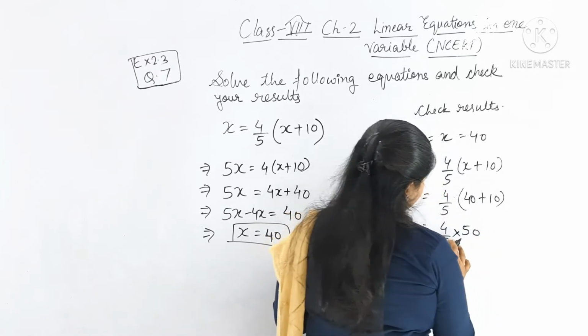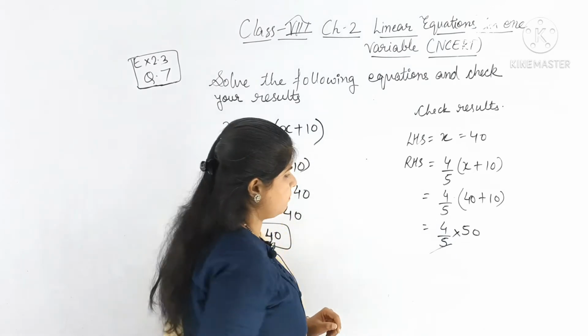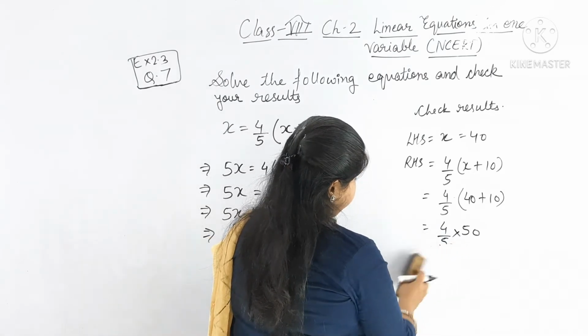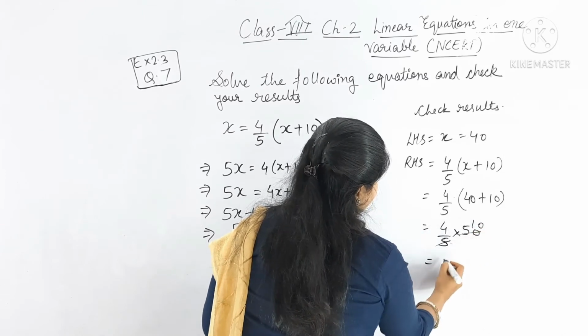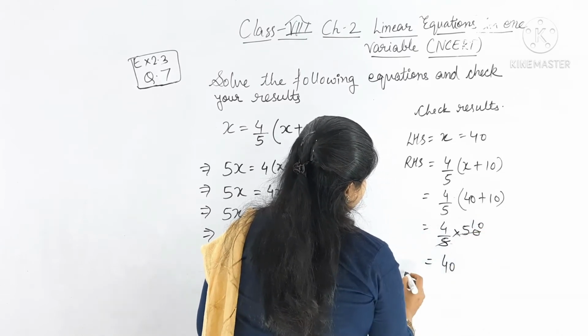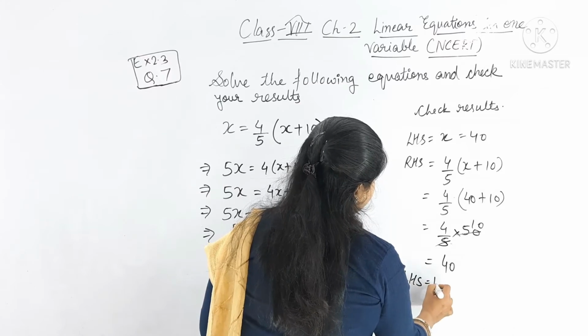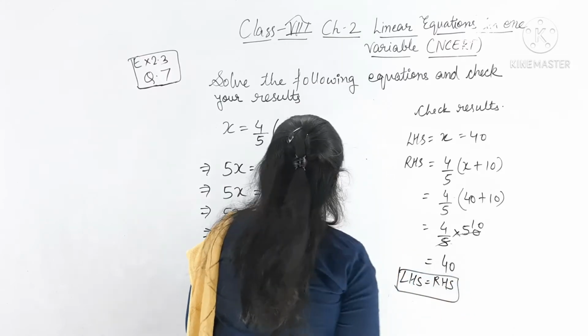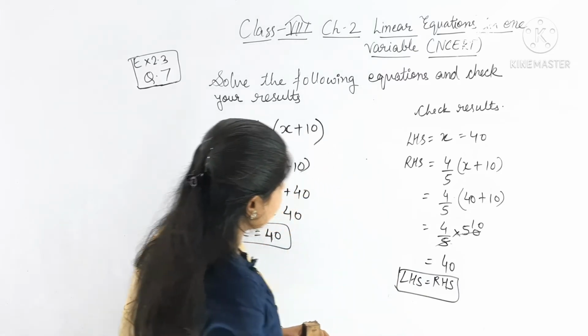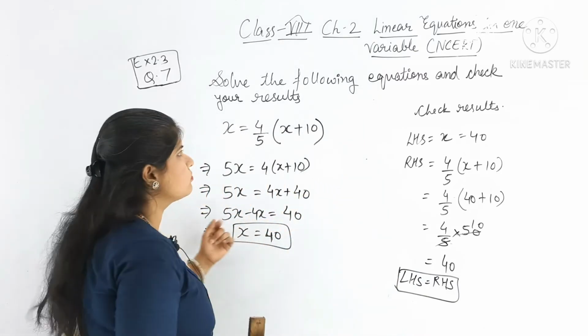5 ones are 5, 5 tens are 50. So 4 tens are 40. So I am getting LHS equal to RHS equal to 40. Okay, that is the value.